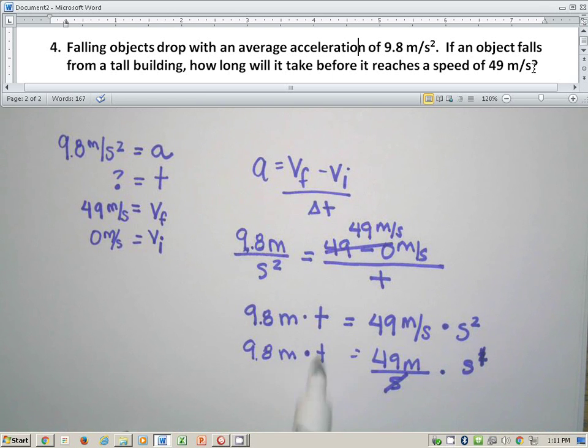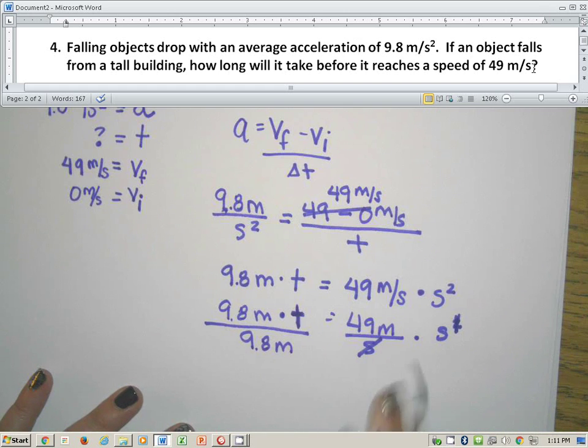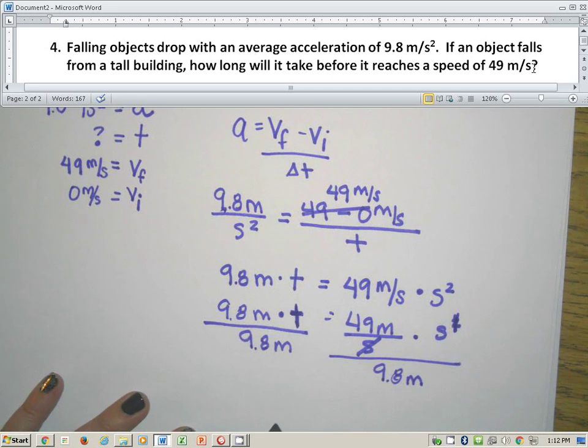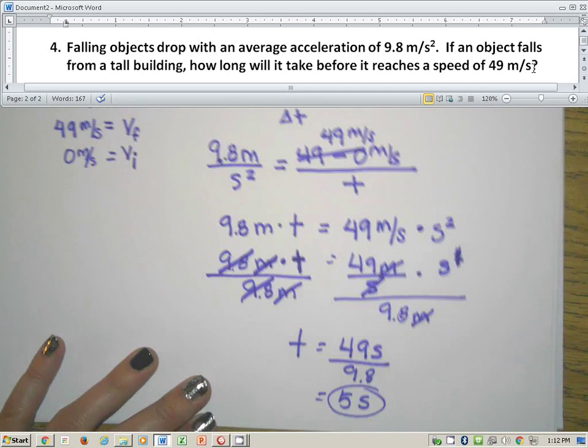Alright, how do I get T by itself? There's nothing else that I can simplify. How I get T by itself is I've got to divide both sides by 9.8 meters. Okay, well, when I divide this side over here by 9.8 meters, what's going to happen is my meters are going to cancel now, and I'll be left with seconds. Over here, meters cancels, 9.8 cancels, so I've got t is equal to 49 seconds divided by 9.8. If you carry that out, I think you get, what, 5? Yeah. That t is equal to 5 seconds. So there's my answer. Oops, it's off the screen. It's down there at the bottom.